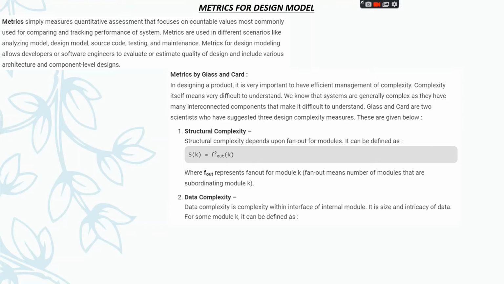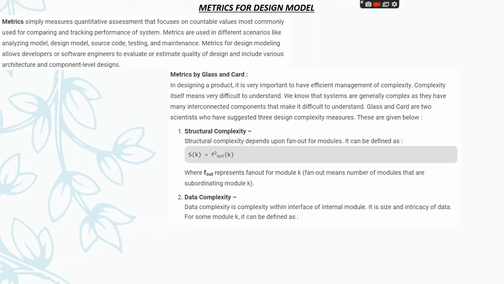So in designing a product, it is very important to have efficient management of complexity. Complexity itself means it's very difficult to understand. Such a system is generally very complex, as it connects to many components. So Glass and Card are two scientists who have suggested three simple design measures. One of them is structural complexity, which depends upon the fan out of modules.